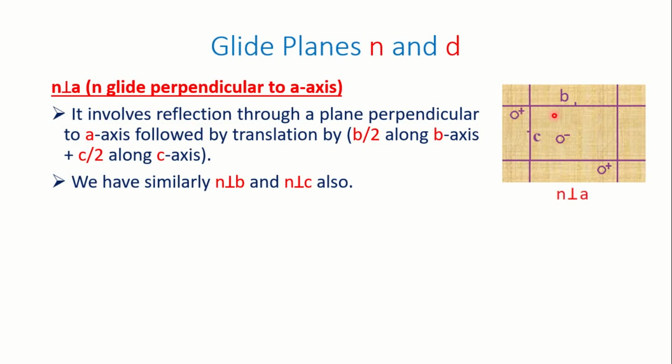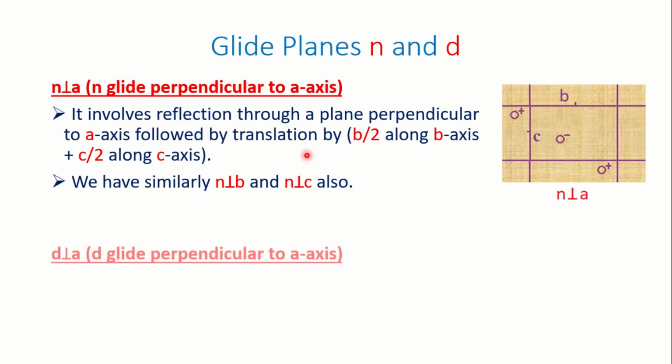On translating along B axis by half unit, it comes here, and then translating along C axis by half unit, it comes here. So this point is repeated here. Again, after operating the same symmetry element, this point is repeated here. So this is N glide perpendicular to A. So we can have 3. So in total we have 6 plus 3, 9.